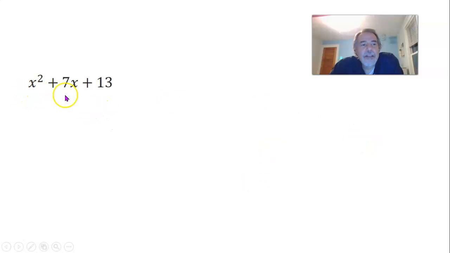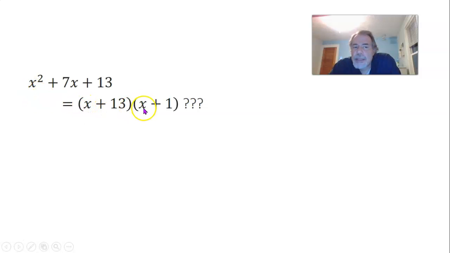And finally, what about x squared plus 7x plus 13? I don't see a common factor. So let's see if we can break it up into, they'd have to start with x's, x times x to get x squared. They'd have to end with numbers that multiply up to 13. I think the only choices there are 13 times 1, or negative 13 times negative 1. But that's not going to give us our 7x in the middle. That's going to FOIL to x squared plus 14x plus 13.